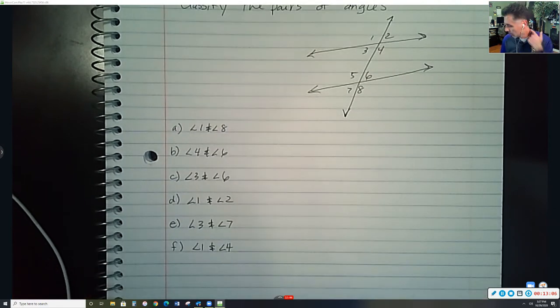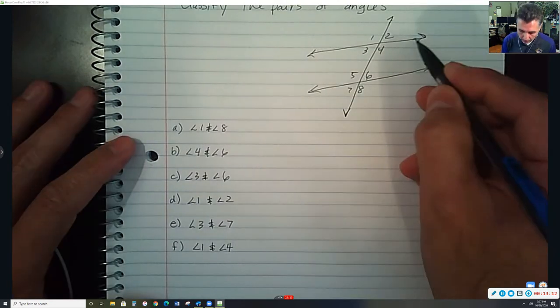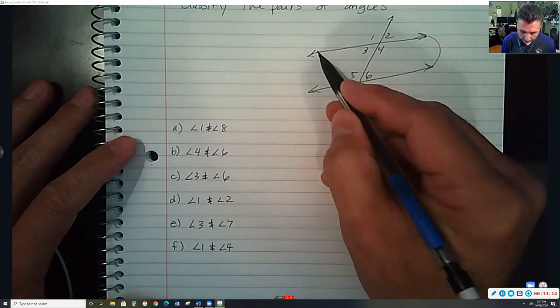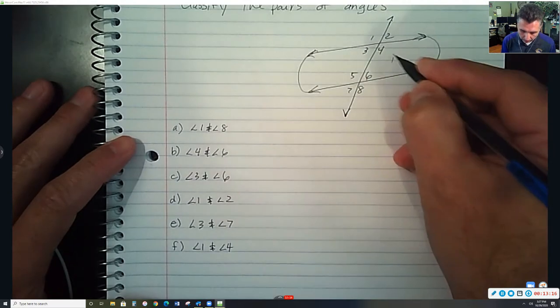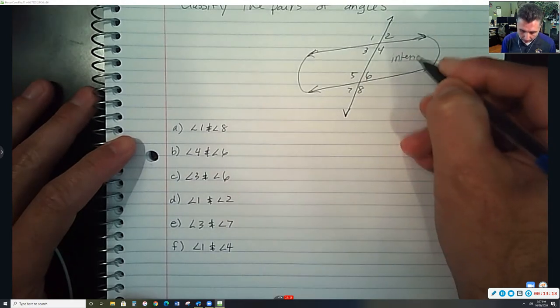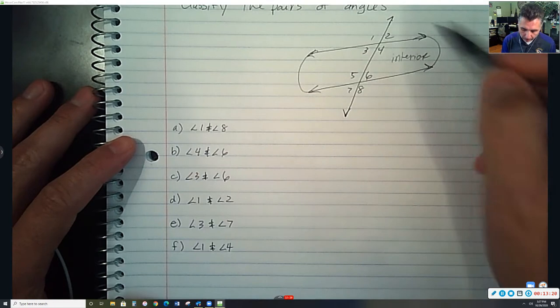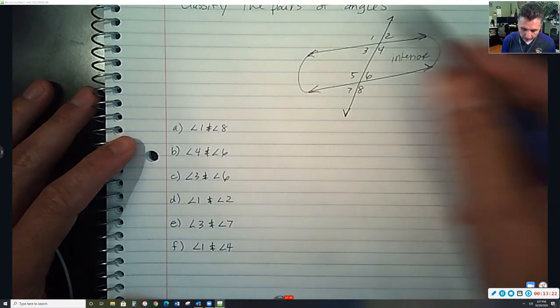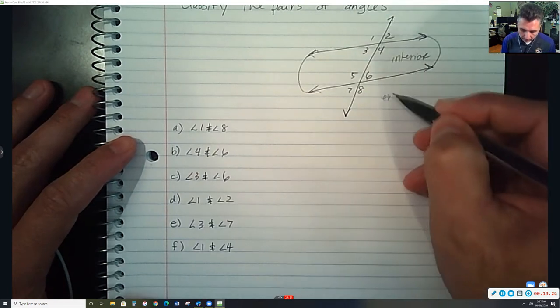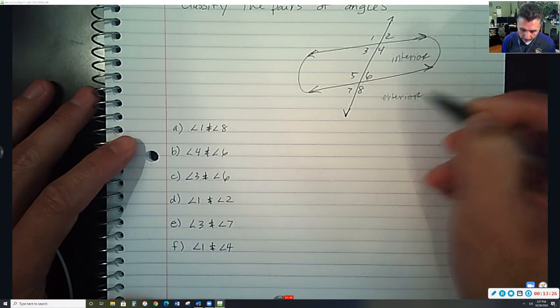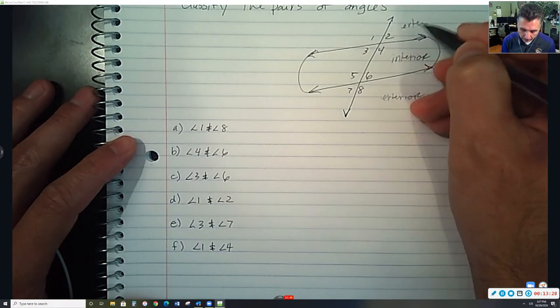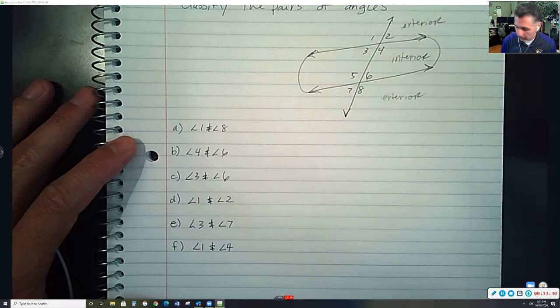Okay, so here's all of the angles. You guys can see these. And again, what I like to do, I'm going to close these in. Okay, and this is my interior. I technically don't need to write that, but this is exterior, and this is exterior.